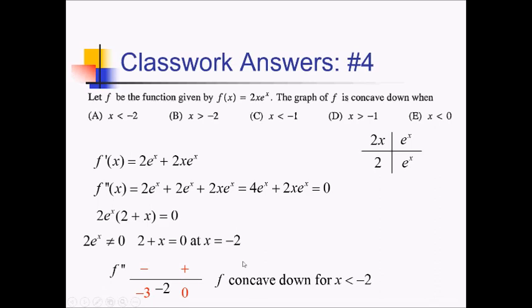So therefore, the graph of f is concave down when x is less than negative 2, which is going to give us answer choice A.